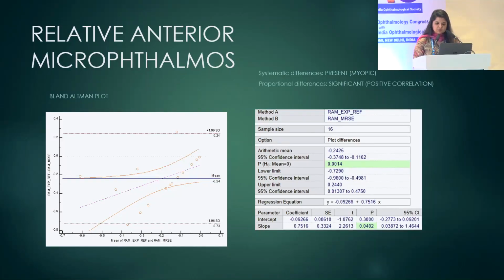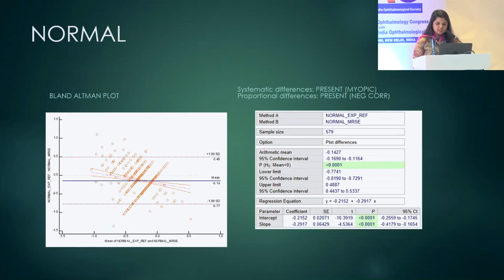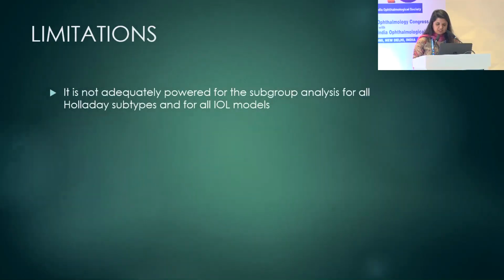In positive slope, there is a direct correlation between the means and the difference between the means. In eyes with normal axial length with normal anterior segment geometry, the mean difference is minus 0.14 diopter. A constant optimization is not recommended due to statistically significant systematic and proportional differences. The negative slope indicates that there is an inverse correlation between the means and the difference between the means.